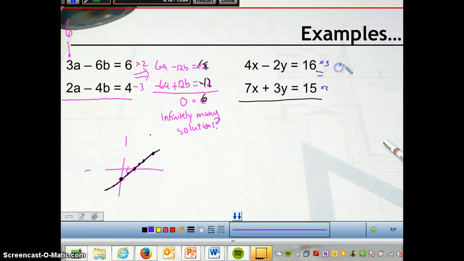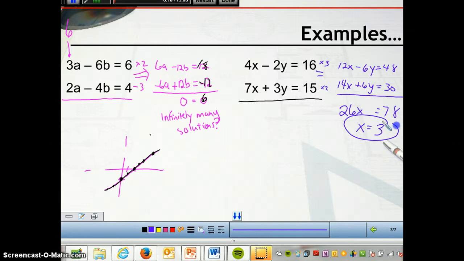Let's see. Let's go fast. 12x minus 6y equals 48. Bottom one, 14x plus 6y equals 30. Okay, the y's cancel just like I wanted them to. 26x equals 78. When I divide 78 divided by 26, I should get x equals 3. So there's my x value, halfway there.